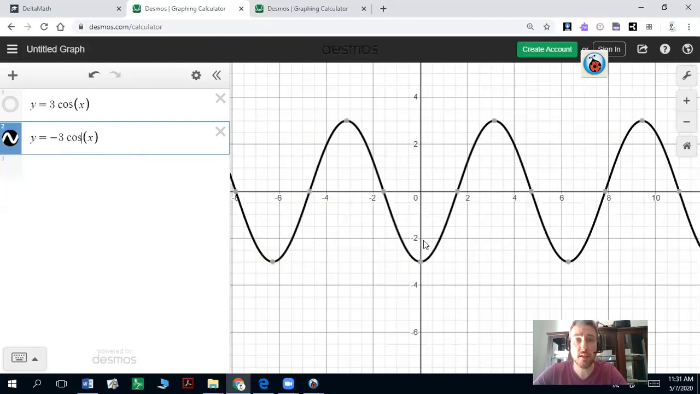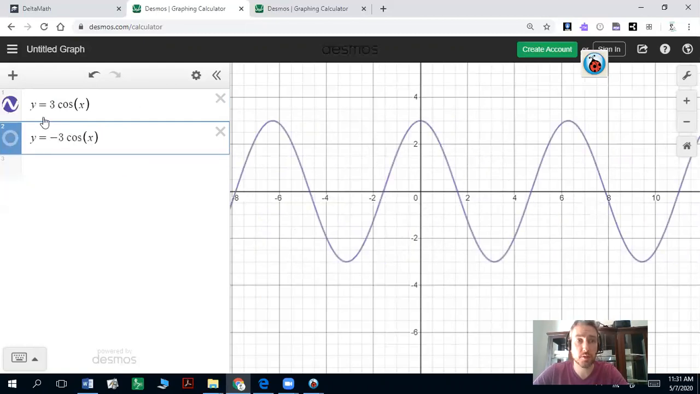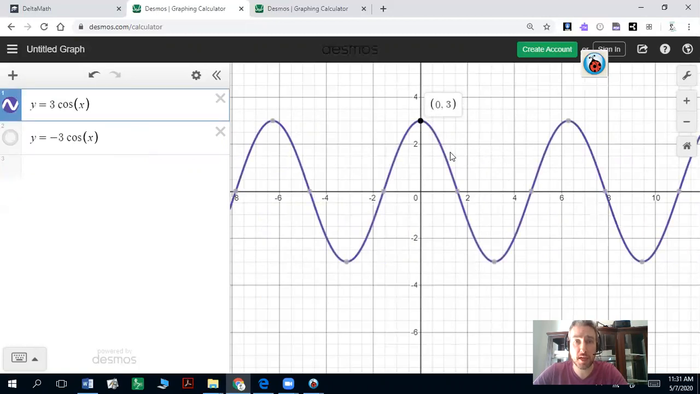So with cosine, let me do the positive first. It'll start at the maximum value, work its way down to the midline, go all the way down to the minimum, back up to the midline, and then follow through at the very end of that at the maximum. And then it repeats itself over and over again.